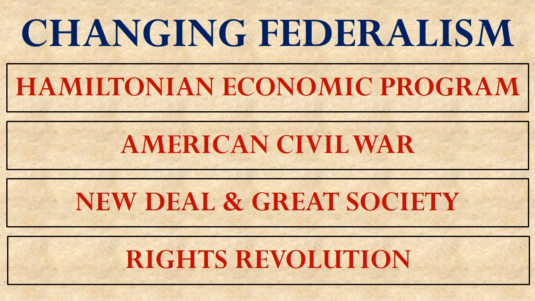In the last several lessons, we've been learning about how American federalism has changed. And we've been discussing that by reviewing some major historical events that led to significant changes in the relationship between the states and the national government. We previously covered the Hamiltonian economic program and the American Civil War. And for the last couple lessons, we've been addressing the New Deal and the Great Society.